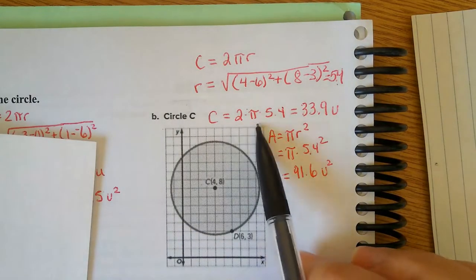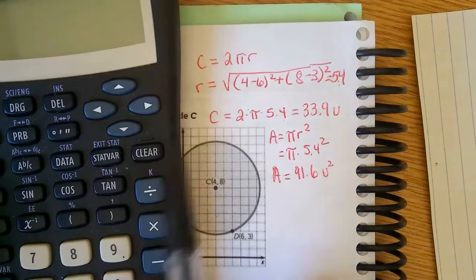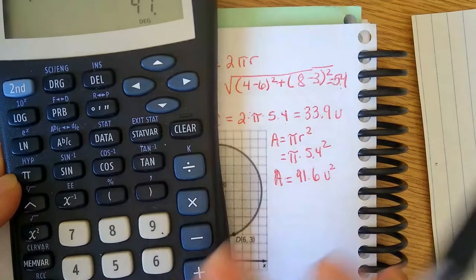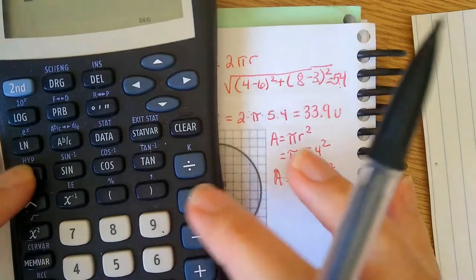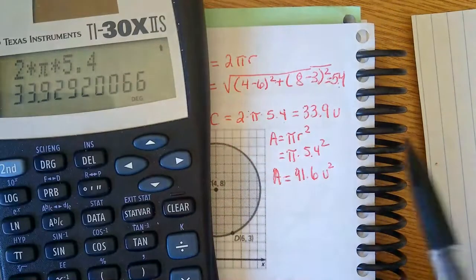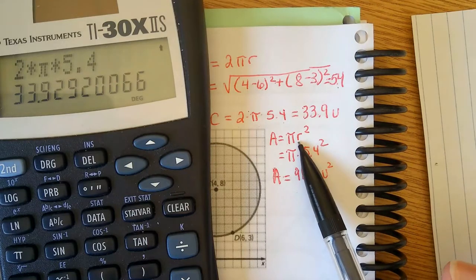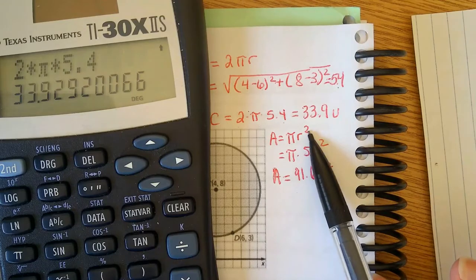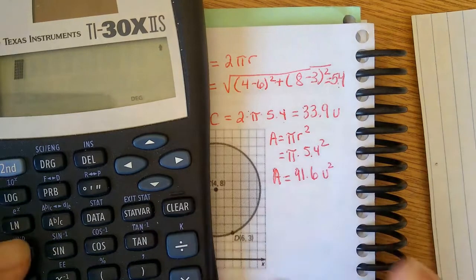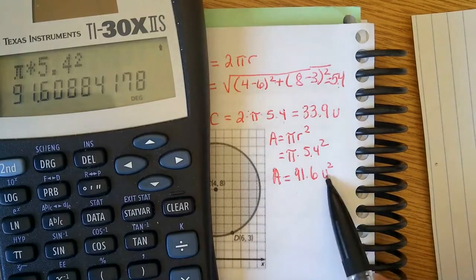So then I just typed in those numbers. On your calculator, you should be able to find your pi button on its own right here above the caret key. So I did 2 times pi times my radius, which is 5.4, and then I set it equal. So I got 33.9 units. The area formula on the previous page for a circle says pi times radius squared. So I already found my radius, so all I have to do is plug it in. So pi times 5.4 squared, hit enter, and I get 91.6 units squared.